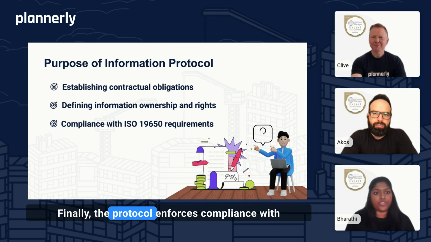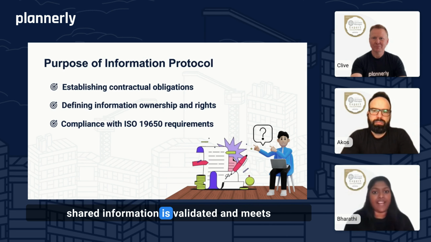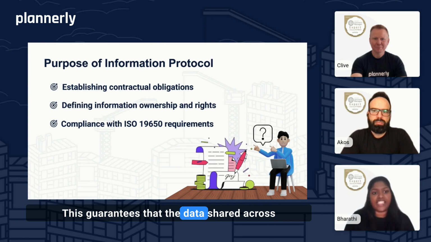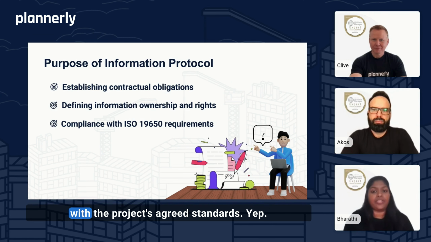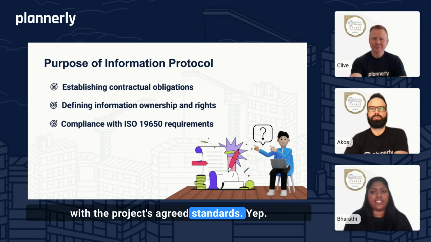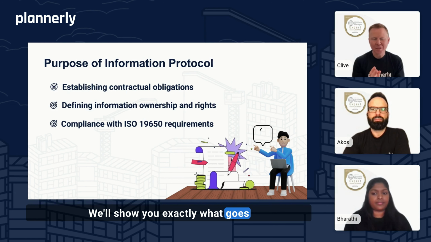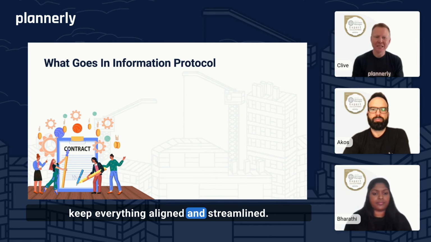Finally, the protocol enforces compliance with ISO 19650 requirements by ensuring all shared information is validated and meets predefined standards before being distributed. This guarantees that the data shared across the teams is consistent, reliable, and aligned with the project's agreed standards. Yep. Now let's break it down further. We'll show you exactly what goes into an effective information protocol to keep everything aligned and streamlined.